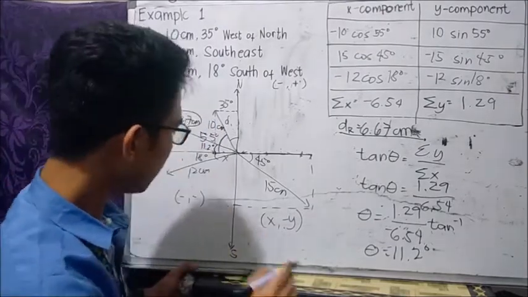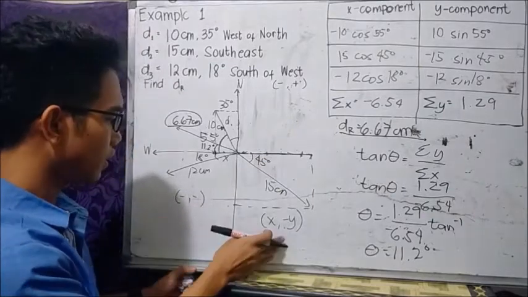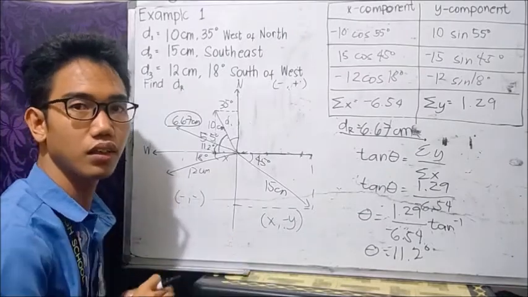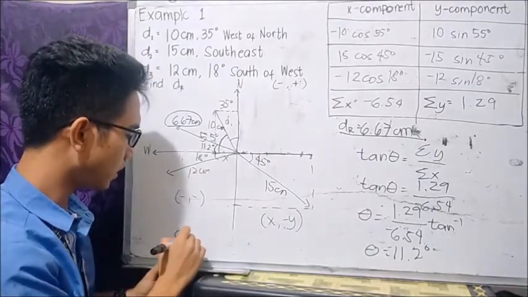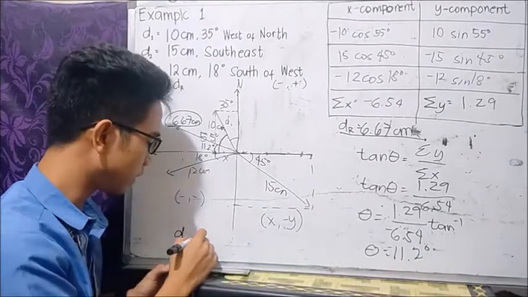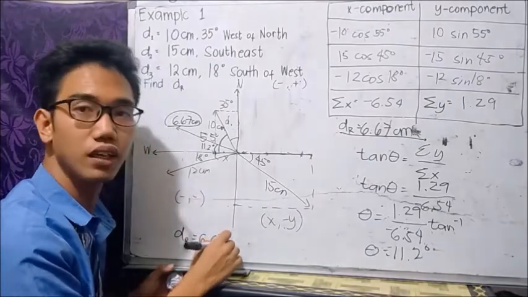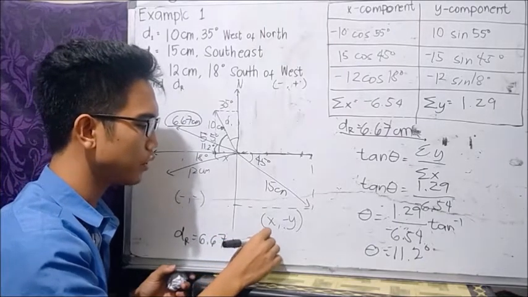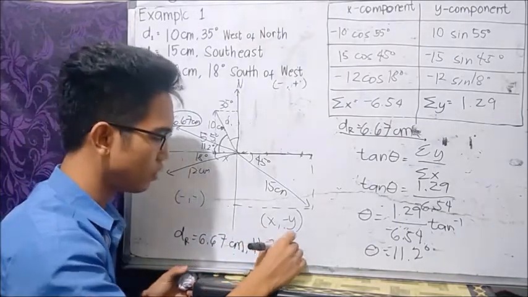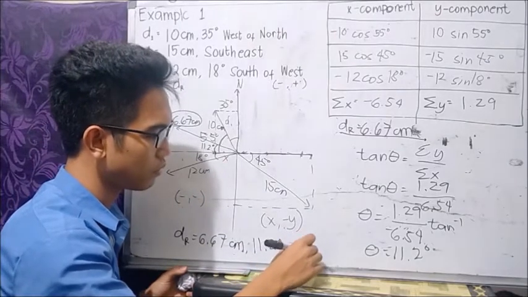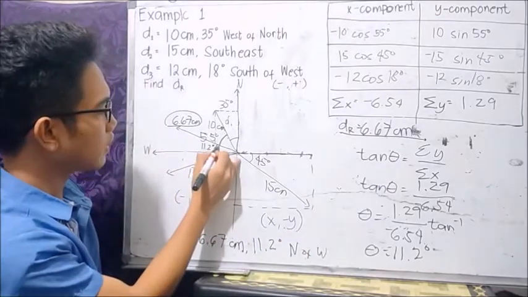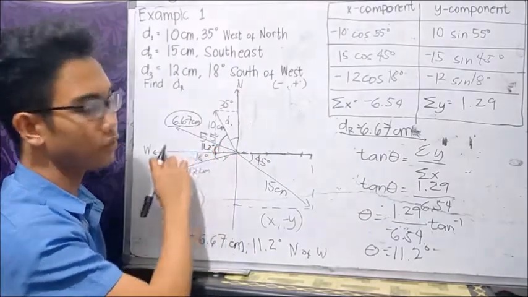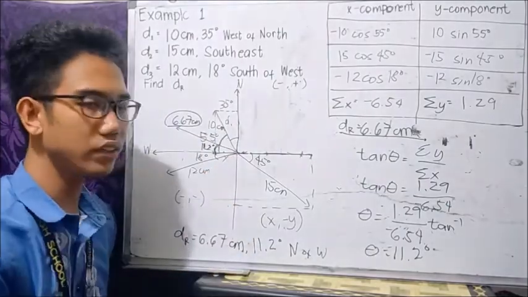Let us write our resultant vector with a direction. Your resultant vector d sub r is equal to 6.67 centimeters, 11.2 degrees north of west. So it is here, 11.2 degrees north of west. Do you understand that?